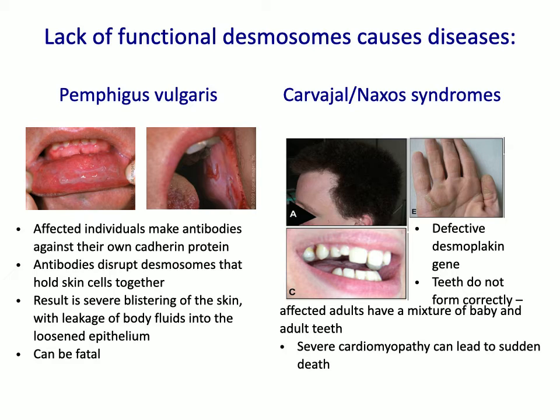Carvajal and Knoxville syndromes are similar in that they also involve non-functional desmosomes. In this case, the affected individual has a mutation in one of the desmoplakin genes. An interesting aspect of this disease is that it impacts tooth formation and in fact prevents the formation of the adult teeth, so that affected adults then have a mixture of adult teeth and baby teeth that they never lost.